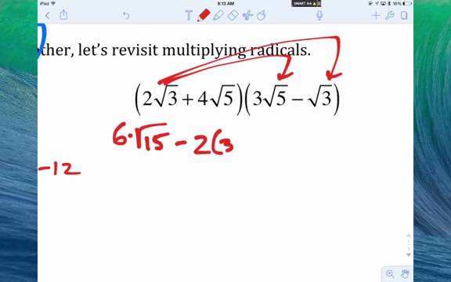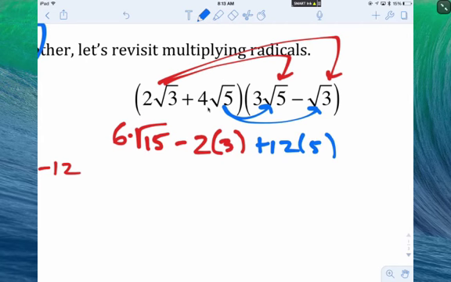All right, moving on now to our blue rounds of multiplication. So 4 times the square root of 5 times 3 times the square root of 5, we're going to end up with 12 times, well, the square root of 5 times the square root of 5 is 5. And 4 times the square root of 5 times the negative square root of 3, we're going to get negative 4 root 15. All right, so let's do some simplifying.